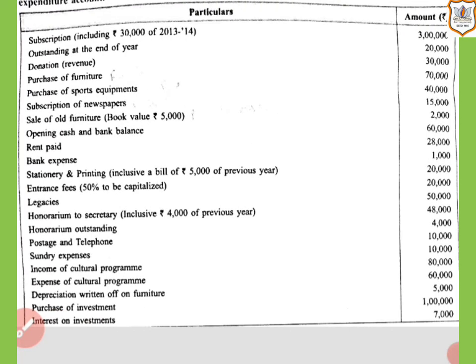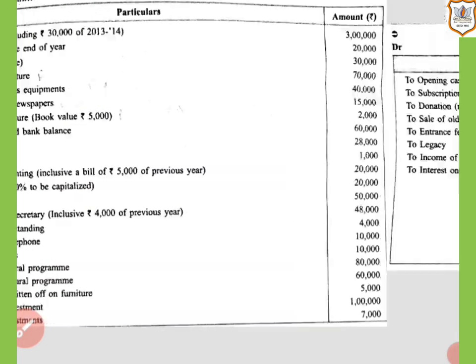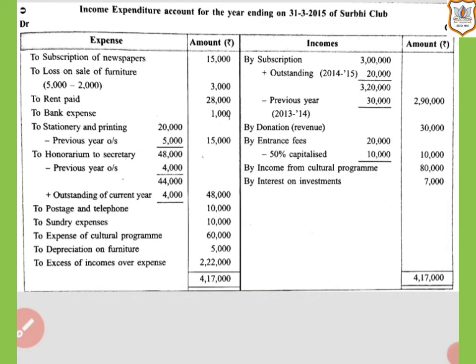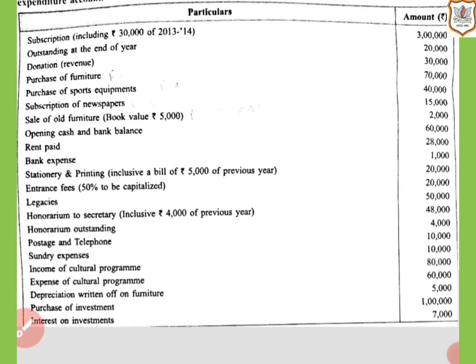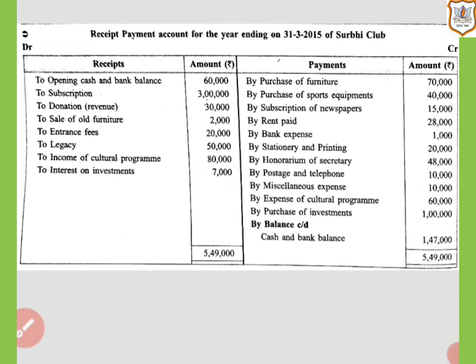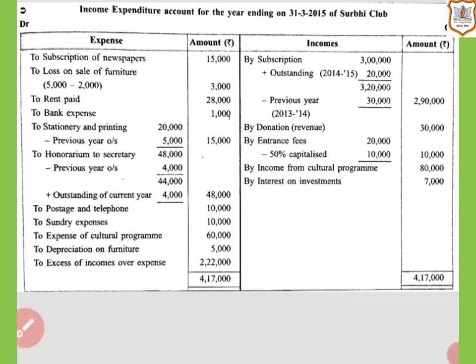Now next, income of cultural program. Income of cultural program is of revenue nature, so here we will record it in receipt payment account as well as in income expenditure account. In receipt payment account we will record it on receipt side, and in income expenditure account we will record it on income side. Then next is expenses of cultural program. So here, as it is an expense, we will record it on payment side of receipt payment account, and as it is a revenue nature expense, we will show it in expense column of income expenditure account. Amount is 60,000.